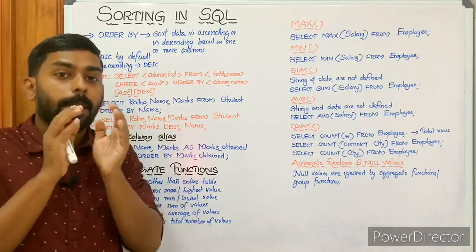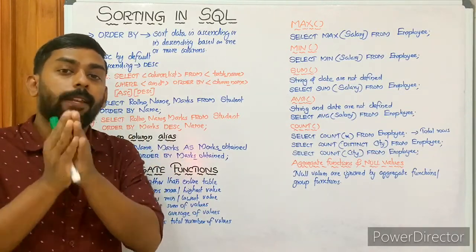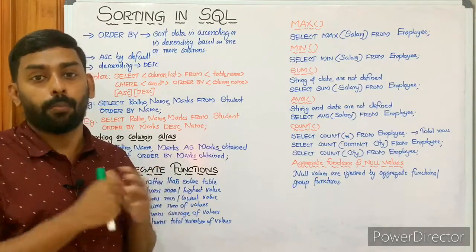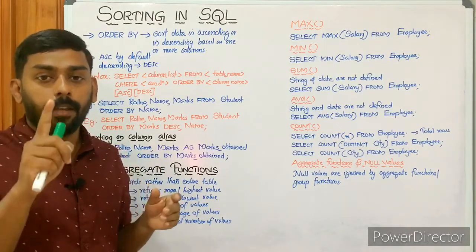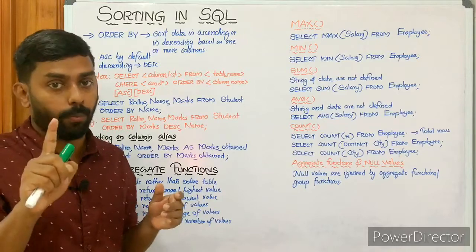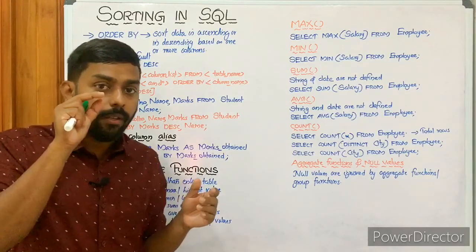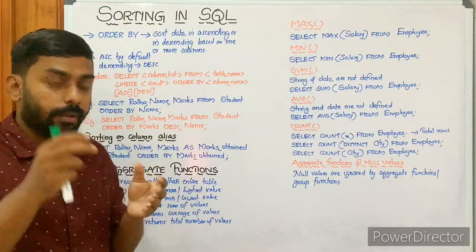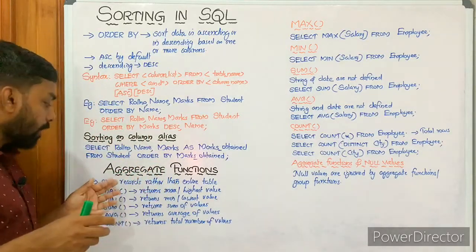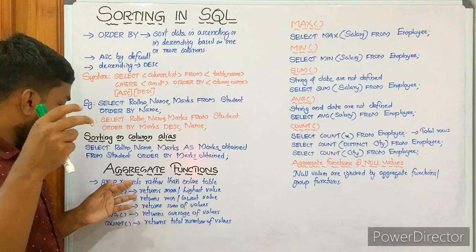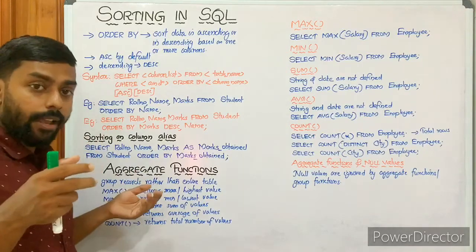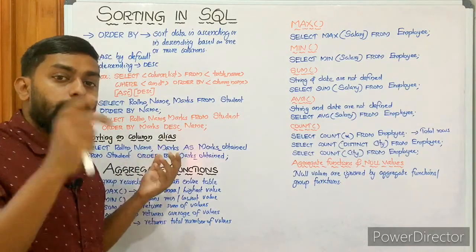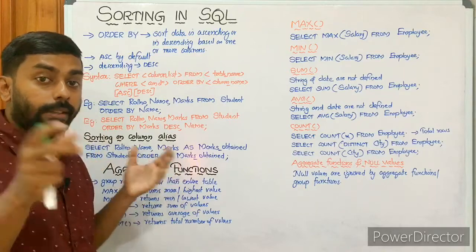Plus, the specialty is that it gives only one result per group, okay. It gives only one result per group. That's the importance or the specialty of aggregate functions, okay. These are group functions which group records rather than the entire table. That's a specialty.